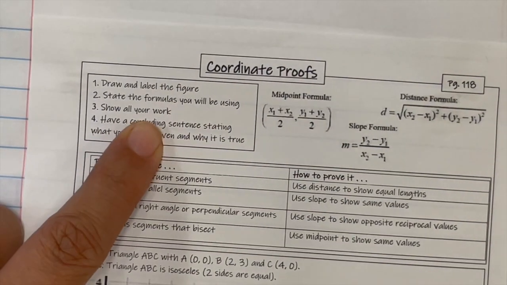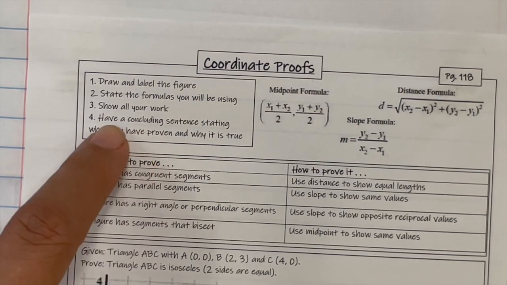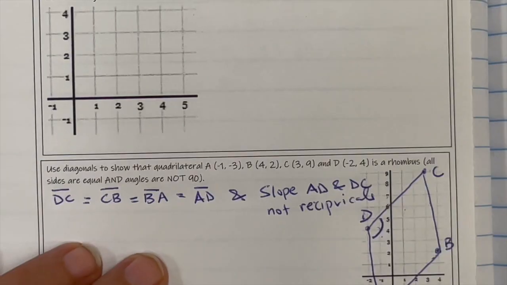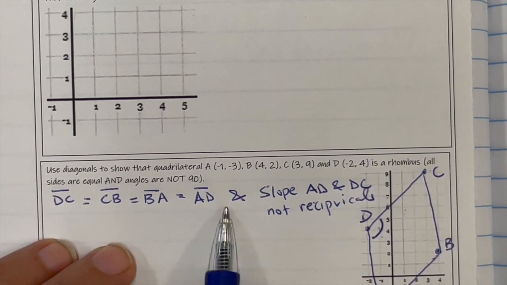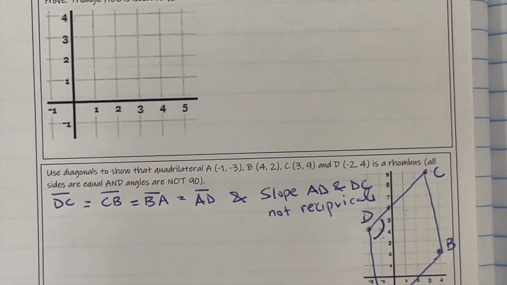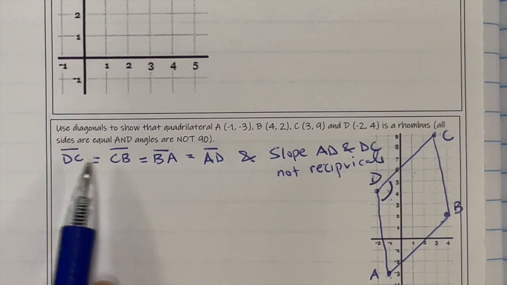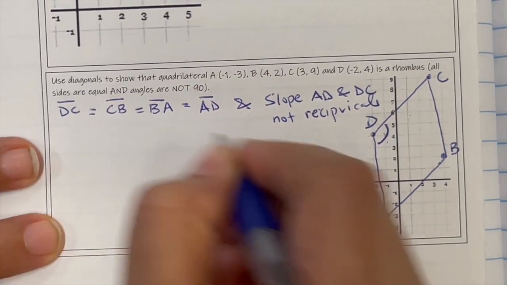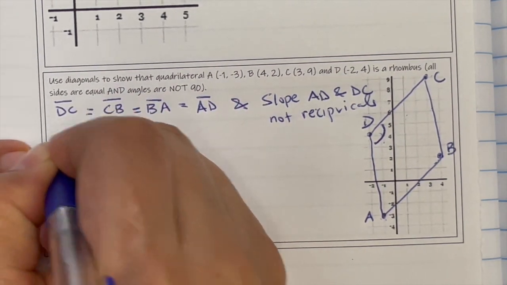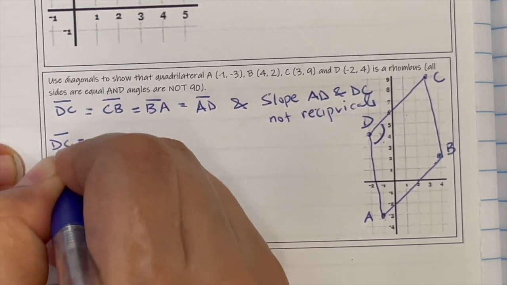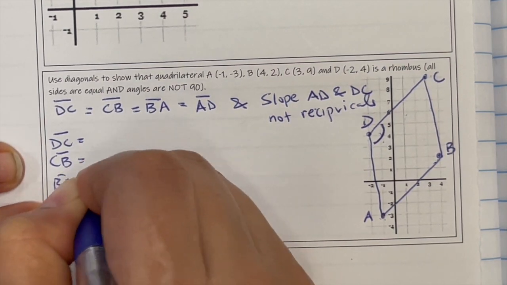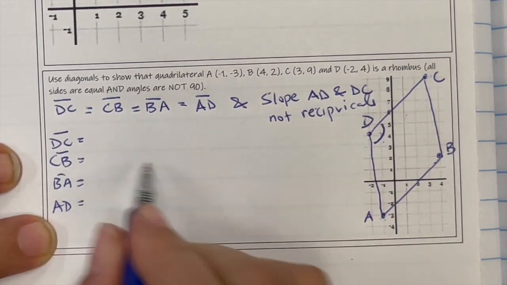Okay, so it says show all of your work. That's what I'm gonna do. And then have a concluding sentence stating whatever you've proven and why it's true. So I'll come back to this because this will be my sentence proving it's true. So I need to find all my sides. So let's go ahead and do that, and you'll see why I'm gonna stick to Pythagorean theorem in just a second. So I'm gonna list this out. DC, I need to find DC, CB, BA, and AD. I need to find all those sides.